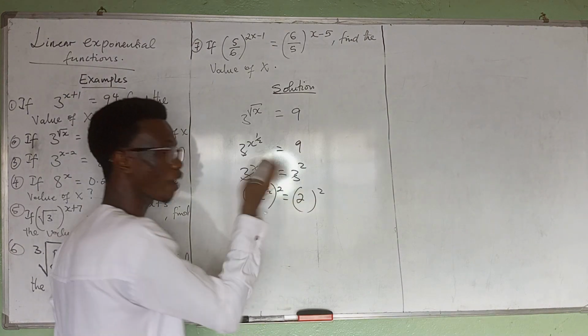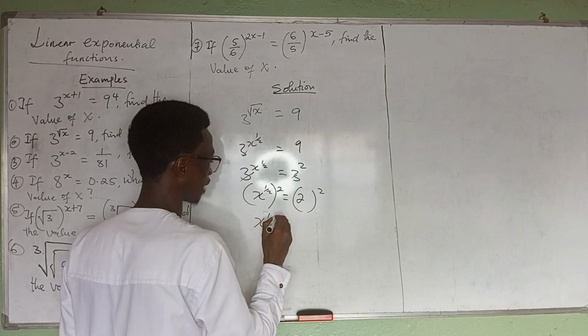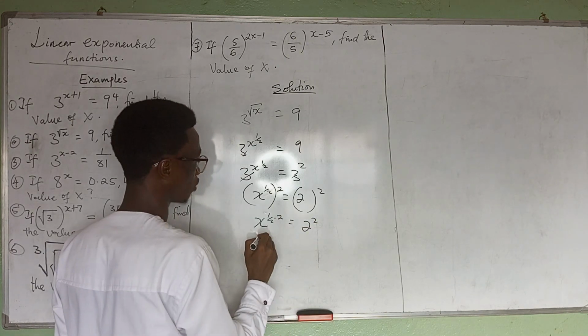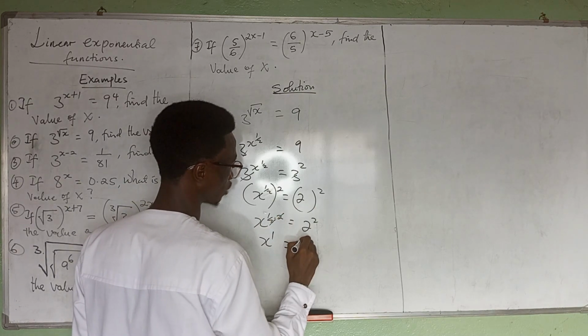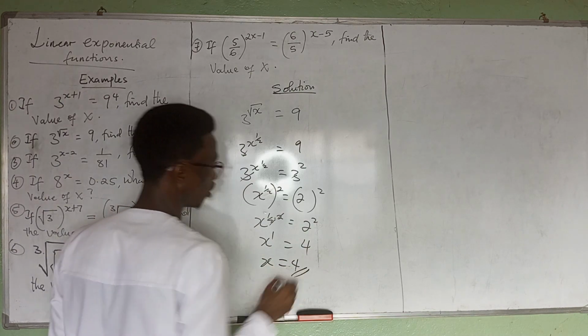So this means when a power is raised to a power, you multiply them, meaning x raised to the power half multiplied by 2 equals 2 raised to the power 2. So this becomes x raised to the power, this and this cancel, so it becomes 1. 2 raised to the power 2 becomes 4. x raised to the power 1 is the same as x, so x equals 4.